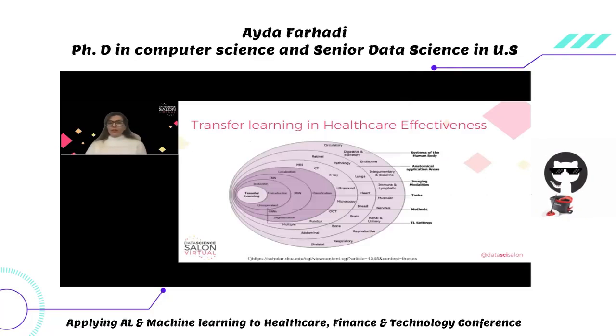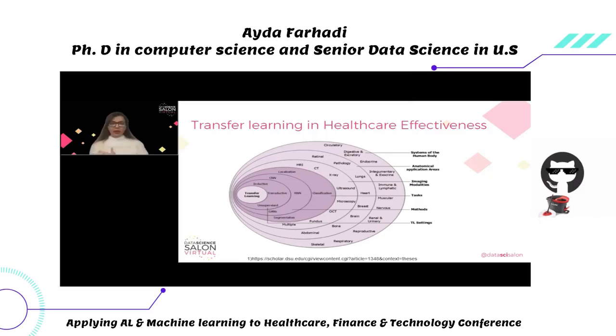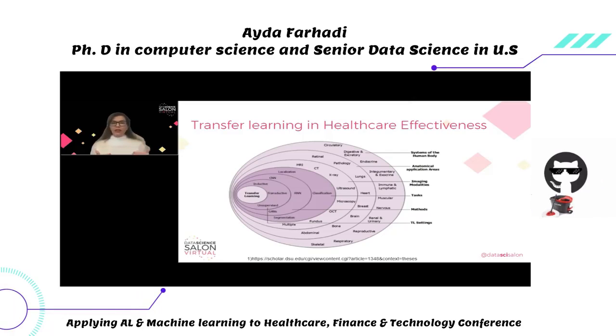This shows the 7 layers of applying transfer learning in healthcare, and we can start from the inner loop to the outer loop, applying different types of transfer learning. The other categories are inductive, transductive, and unsupervised.